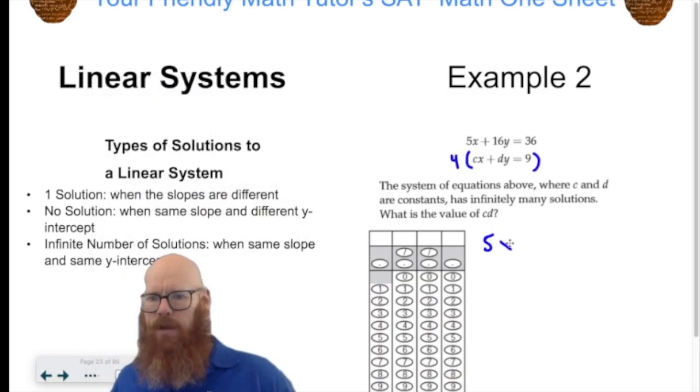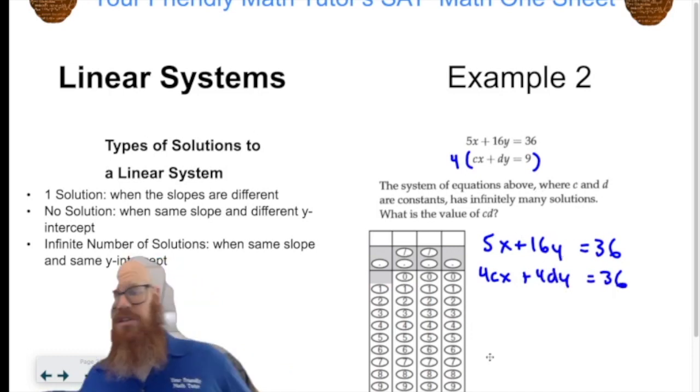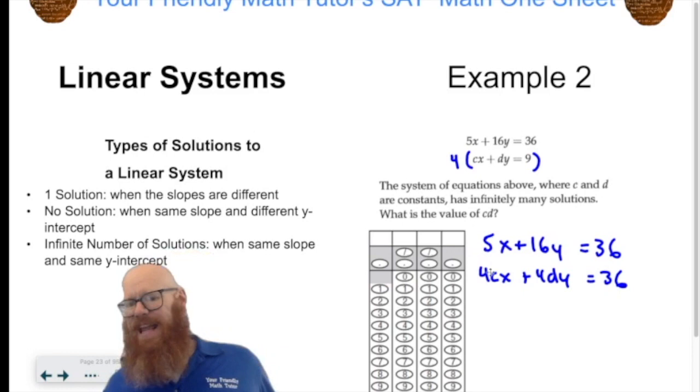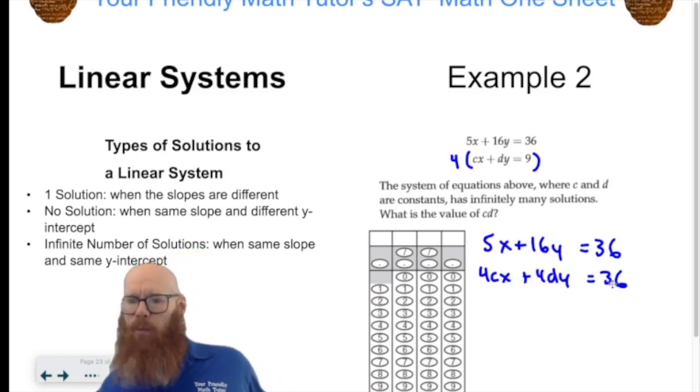The first equation is 5x plus 16y equals 36. If I multiply the second equation by 4, I get 4cx plus 4dy equals 36. In order to have the same slope, I would have to have the same coefficients in front of x and y, because I now know I have the same constant on the right side. I know that's not the y-intercept, but that would lead to us having the same y-intercept.